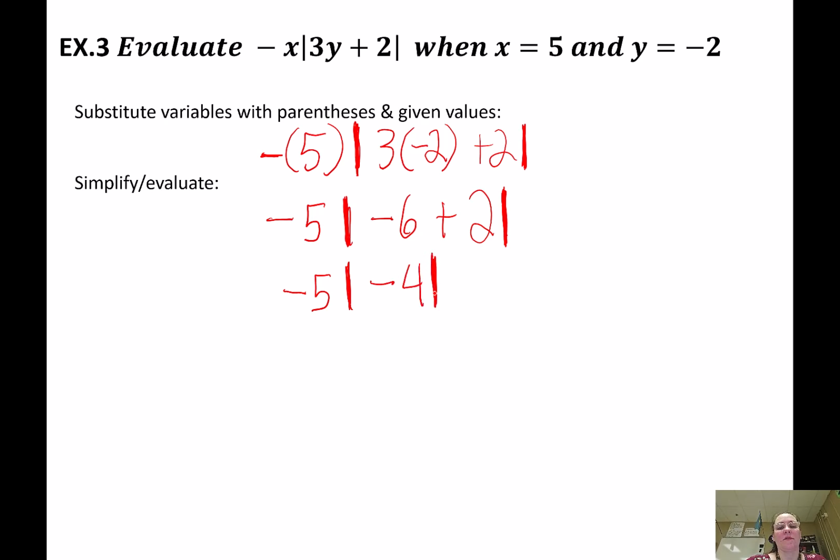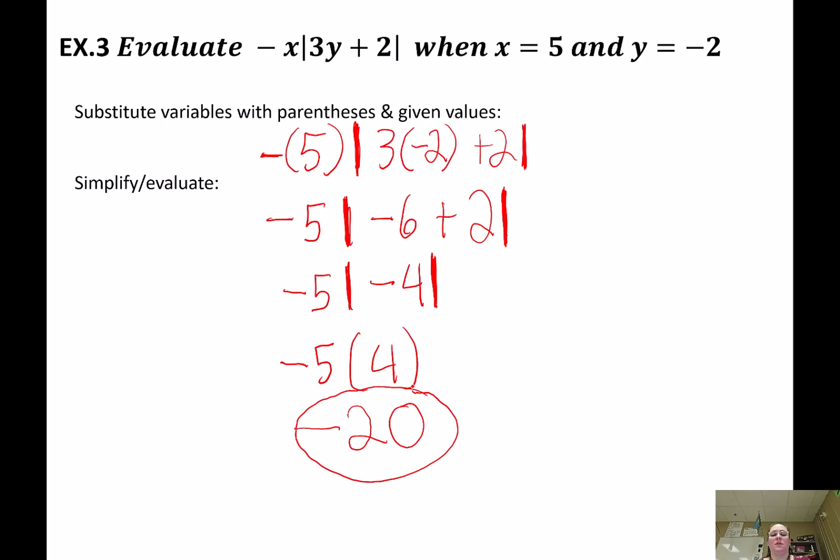Now the absolute value of -4 becomes +4. And so I end up with -5 times 4, which in this case will end up being negative 20. Okay, the absolute value is not going to make the whole answer positive, just everything inside the absolute value. That's where we got from -4 to 4.